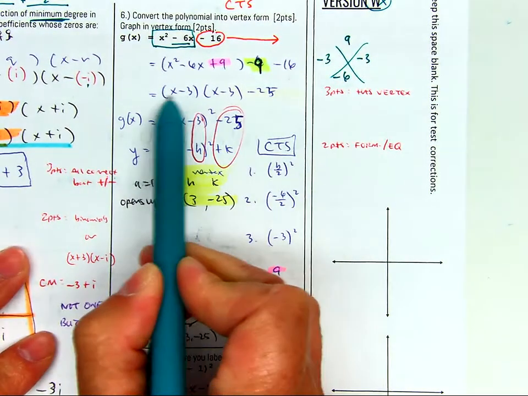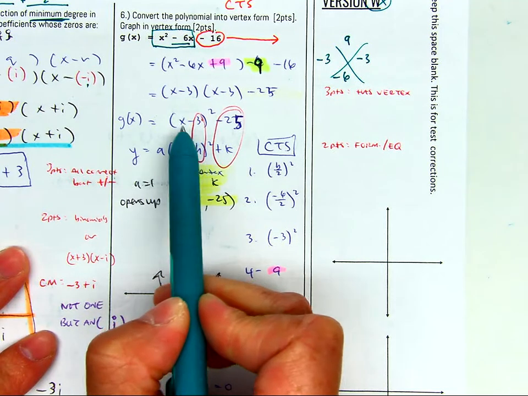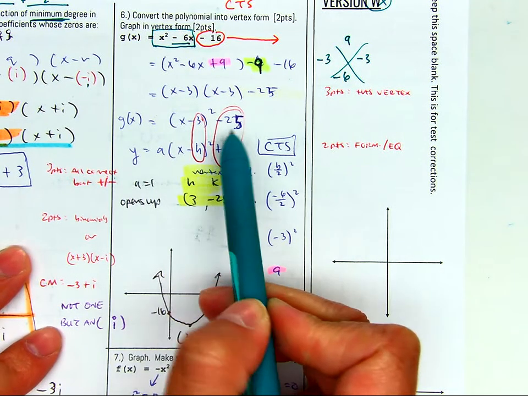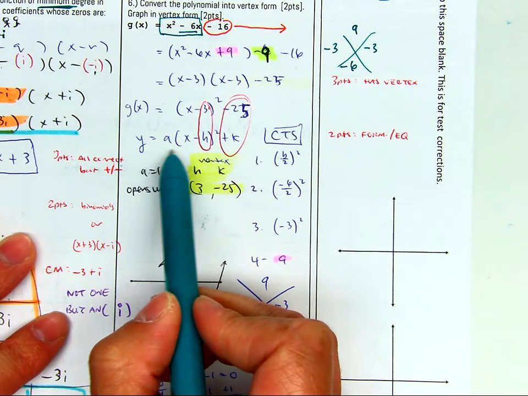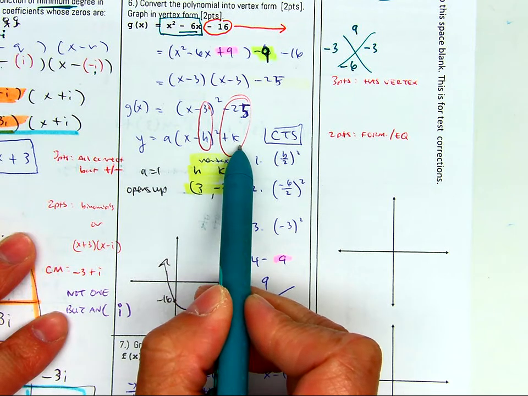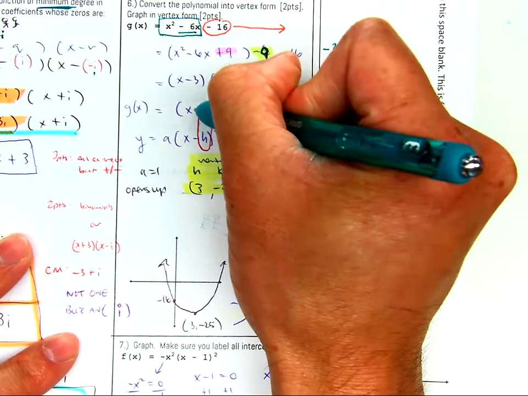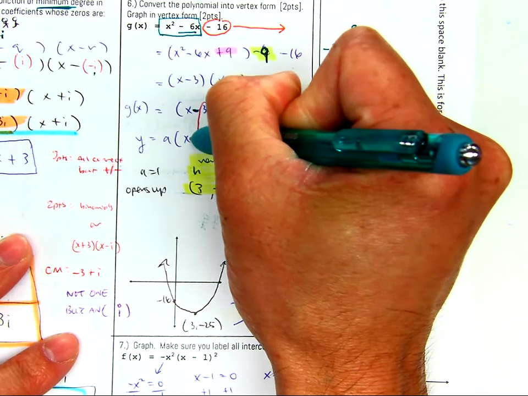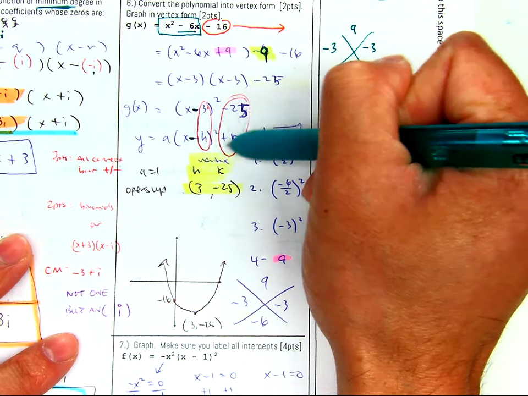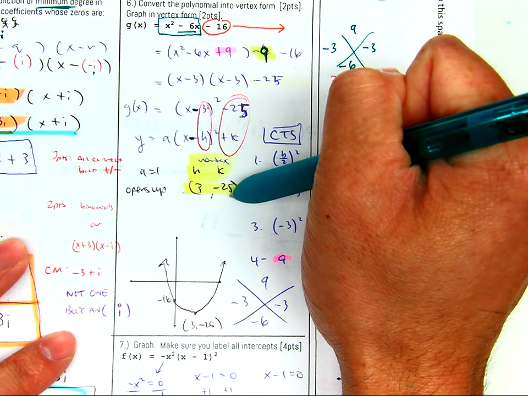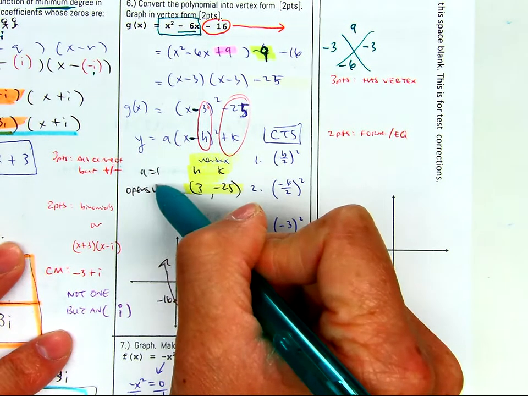This is called a perfect trinomial square. You have x minus 3 squared minus 25. Then you have the vertex form y equals a times x minus h squared plus k. That means the formula has this minus sign. So your h value is going to be a positive 3, and your k value is a negative 25. Your a value is 1, so it's going to open up.